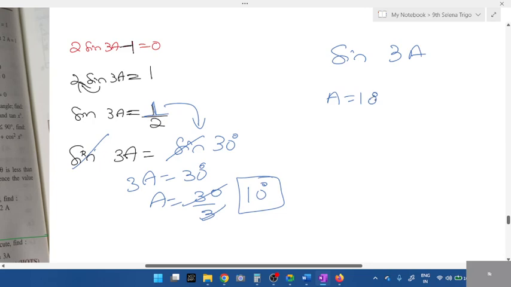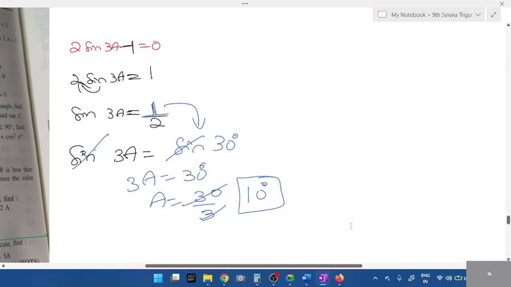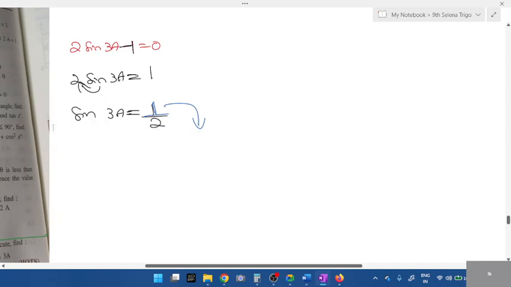How do you solve this question? In place of A, what should I substitute? 10. So sine 3 into 10 is how much? Sine 30. How much is sine 30? 1 by 2. See, literally we are going in the opposite direction now. A is equal to 10. I'll explain again. When sine 3a is given, keep sine 3a as it is.